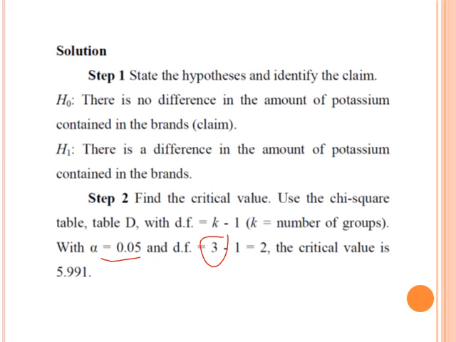So we will go to table D in the appendix of your book and find the critical value associated with alpha 0.05 and df equal to 2. We will find the critical value equal to 5.991. So in step 2, we get the critical value, or the tabulated value.